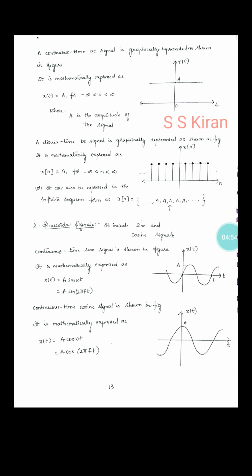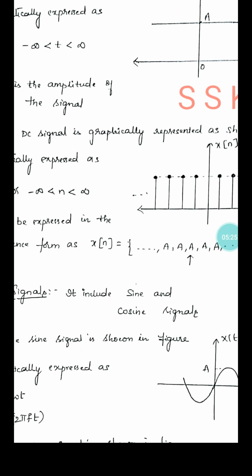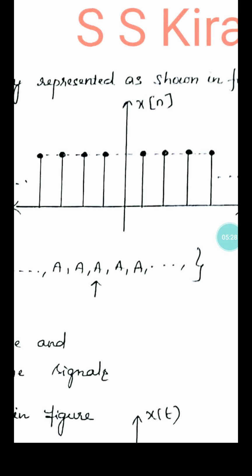Actually we can classify it into two types: one is continuous time, another is discrete time. I have given a clear explanation in the previous video on what a continuous time signal is and what a discrete time signal is. Just go through it; I have provided a link in my description with the notes. Now, a discrete time DC signal is graphically represented as shown here.